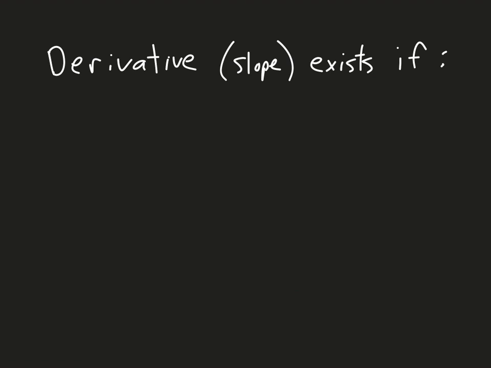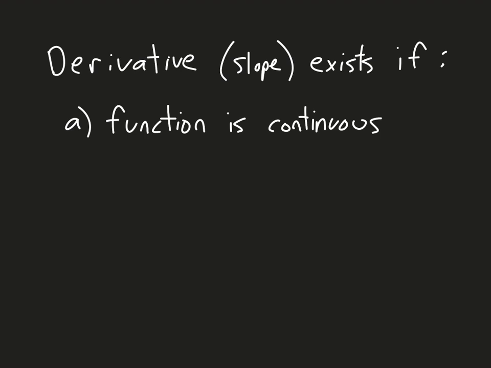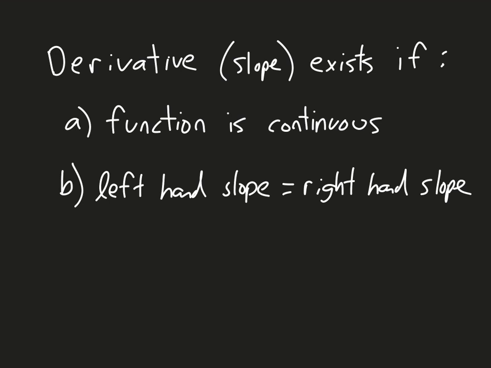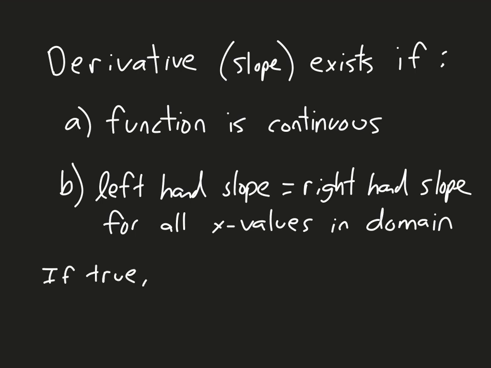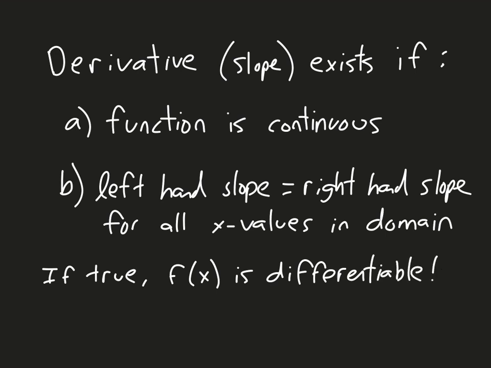So in order for a derivative to exist for a function, or slopes to exist for a function, 2 things have to be true. The function has to be continuous. So we already talked about continuity when we looked at holes and jumps and infinite discontinuities, so those are back in play. And also the left-hand slope has to be equal to the right-hand slope for all the x values within the domain. So if these 2 things are true, if the left-hand slope is the same as the right-hand slope, and if the function is continuous, then that means that the function is considered to be differentiable, which just means that at any given x value over the course of the function, you can find a slope at a single point.